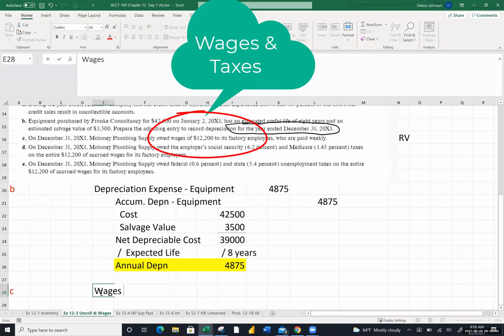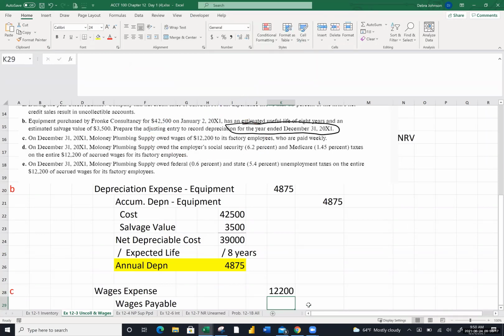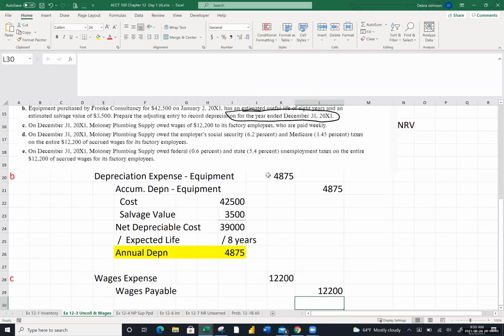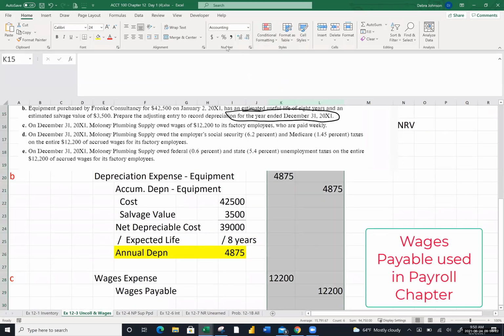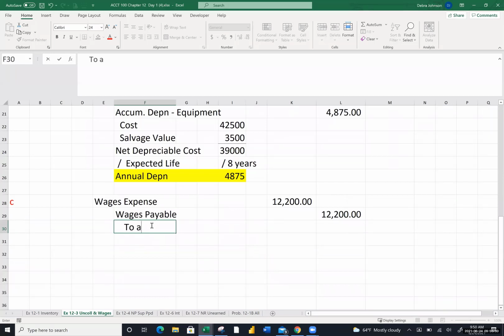So you can use either wages or salaries expense. And because we owe these wages to our people, that is a payable. We'll use wages payable, brand new account. I don't think we've used that before. And we'll do it for the full amount. They told us $12,200. Okay, so let me change the way those look so they'll be neater for you. And what we just did to accrue the factory wages.